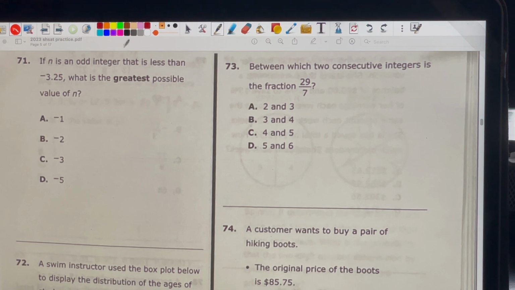N is an odd integer that is less than negative 3.25. What is the greatest possible value of n? Let's do a number line. Here's 0, here's negative 1, negative 2, negative 3, negative 4, negative 5. Negative 3.25 is right here.